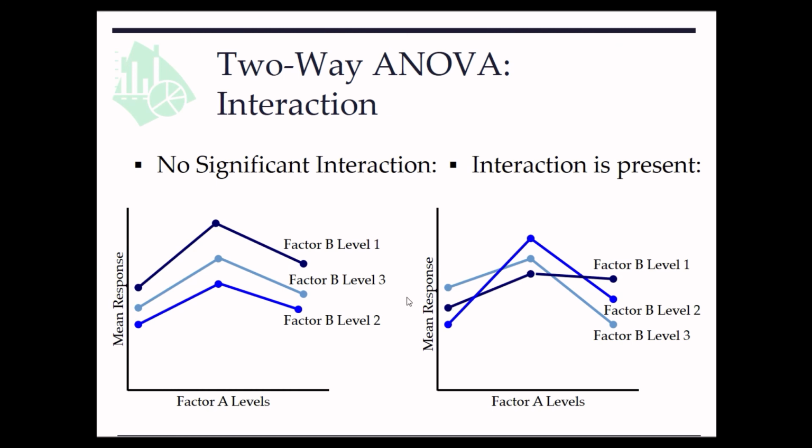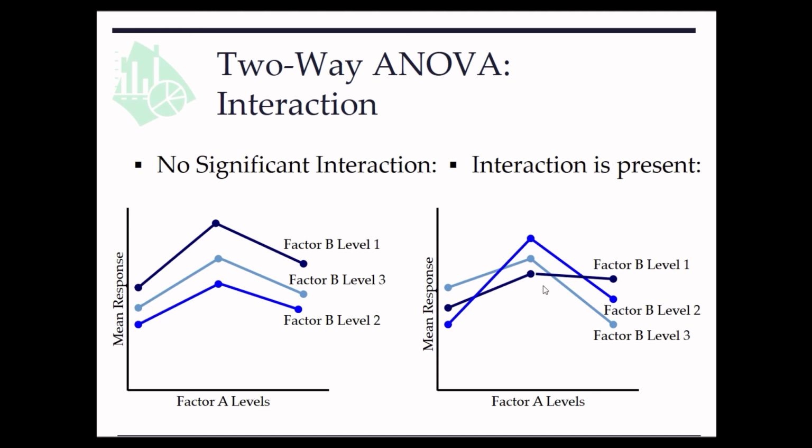Interaction effect means that the effect of one factor depends on the levels of another factor. In this part, we observe no significant or no obvious interaction because for different levels of factor B, we observe the same pattern for the effect of factor A.